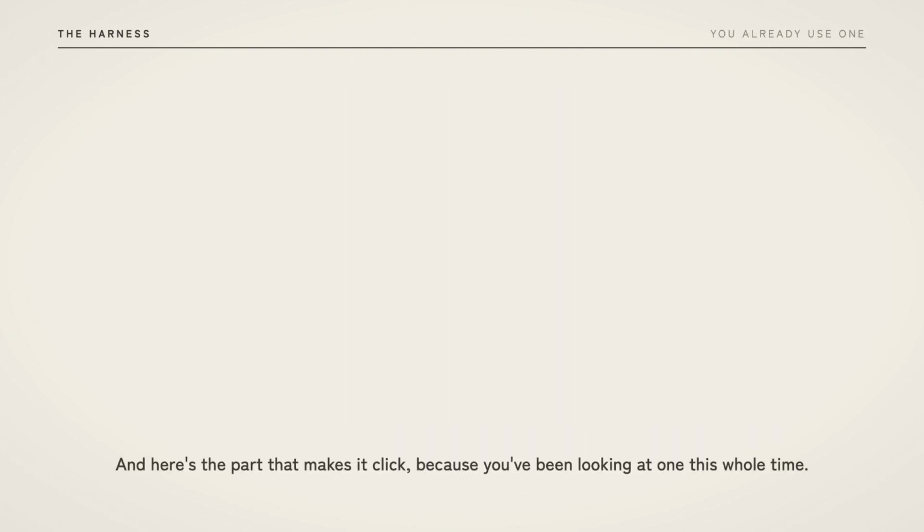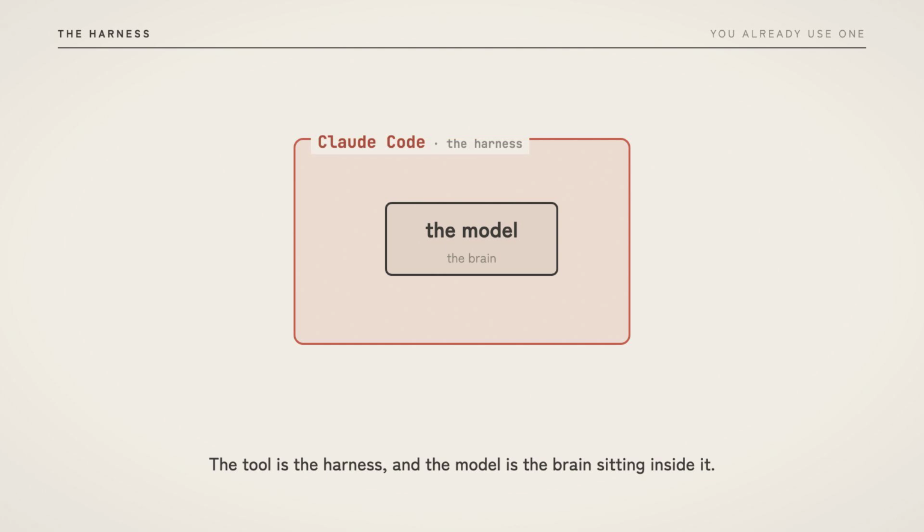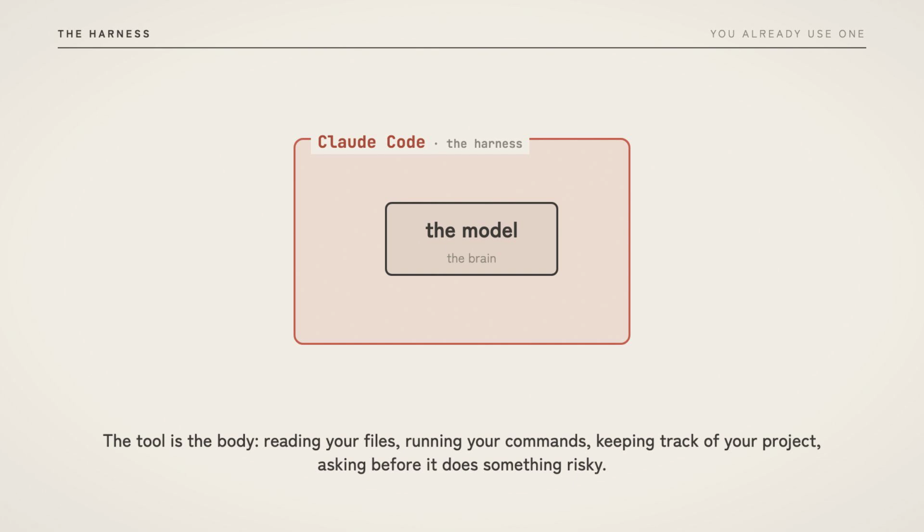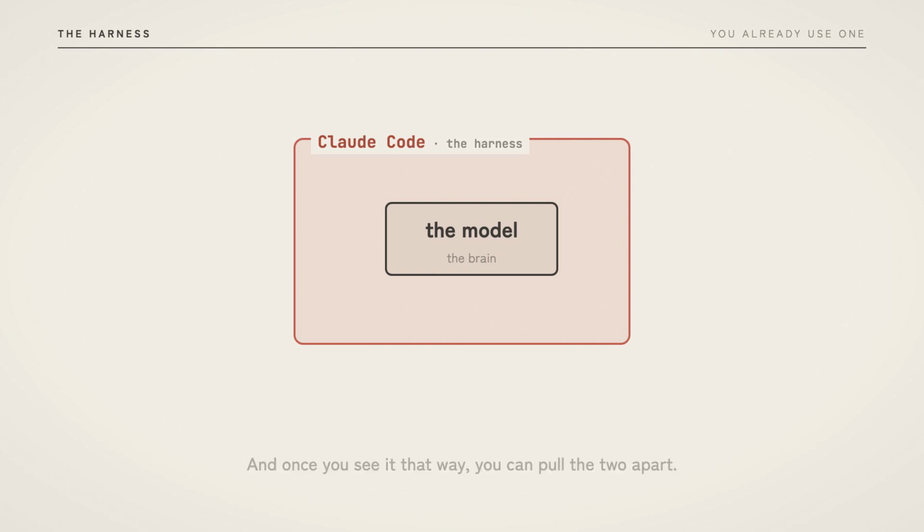And here is the part that makes it click, because you've been looking at one this whole time. If you've ever used an AI coding tool, you've used a harness. The tool is the harness, and the model is the brain sitting inside it. The tool is the body, reading your files, running your commands, keeping track of your project, asking before it does something risky. And once you see it that way, you can pull the two apart.